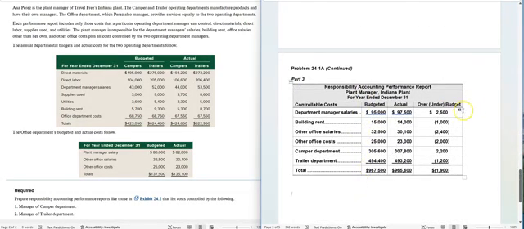So now when we go through and evaluate, the salaries actual exceeded the budget, unfavorable. Building rent actual was less than budget, favorable. Other office salaries less than budget, other office costs less than budget, both favorable. Camper department, actual cost exceeded the budget, unfavorable. Trailer department, actual total cost under budget, favorable.